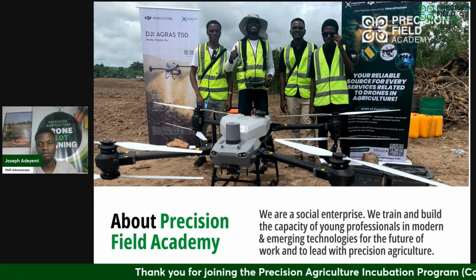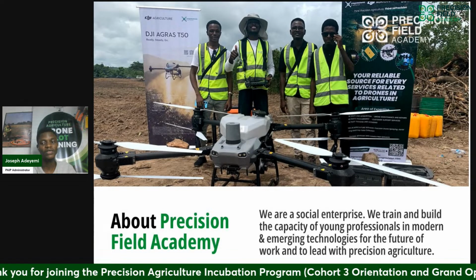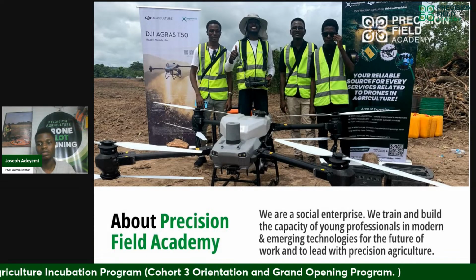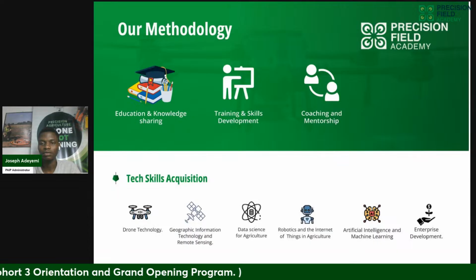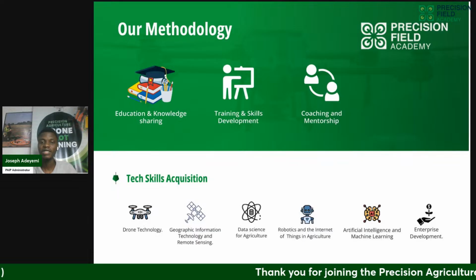Britionfield Academy is a social enterprise where we train and build the capacity of young professionals in modern and emerging technology for the future of work, and most importantly to lead with precision agriculture. So we have a core 3 methodology. Number 1 is education and knowledge sharing, training and skill development, coaching and mentorship.